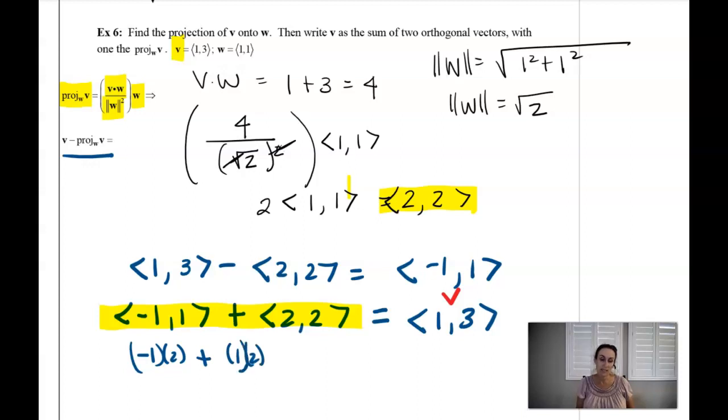And notice that this gives me negative 2 plus 2, which equals 0. Check. These two vectors are orthogonal. And they're the sum of vector v.